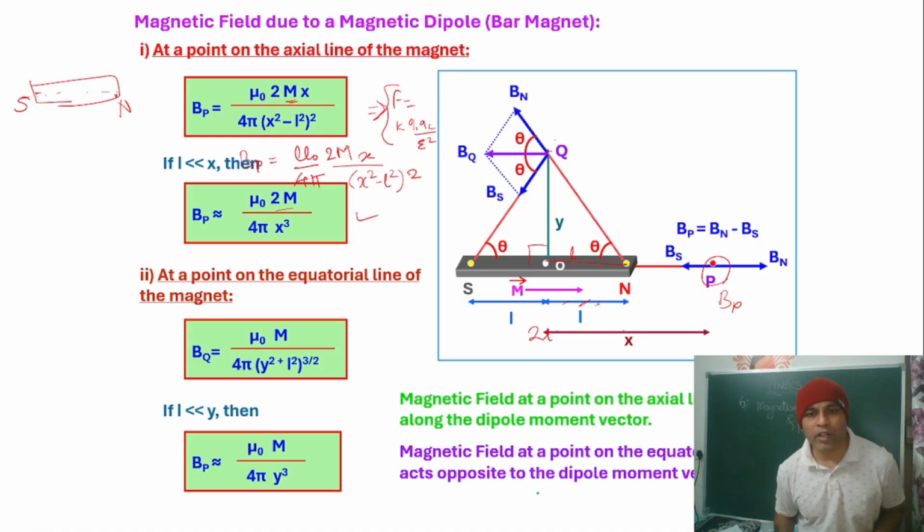Potential at a point on the equator line acts opposite to the dipole moment vector. So it should be mentioned.